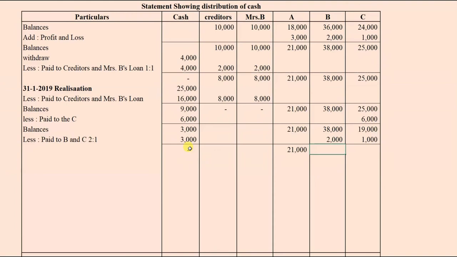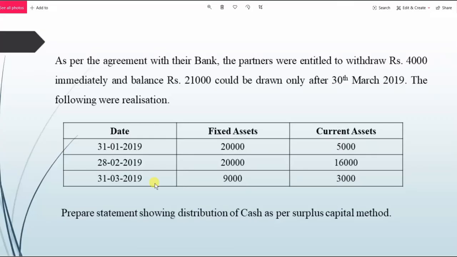21,000 as it is. Here is 36,000 and here is 18,000. So now there is no cash balance, so we will take the second realization. Second realization on 20th February 2019. Fixed asset realized 20,000 and current asset 16,000. So total 20 plus 16, 36,000.